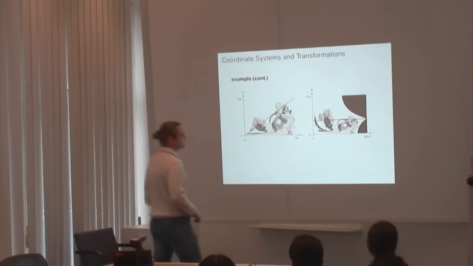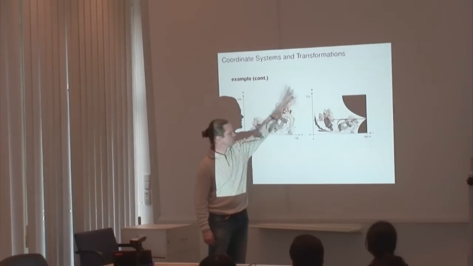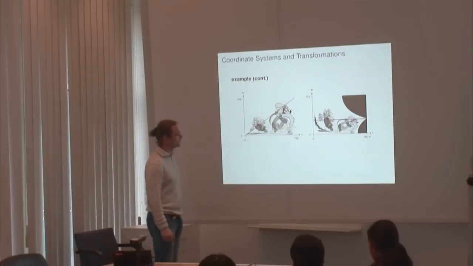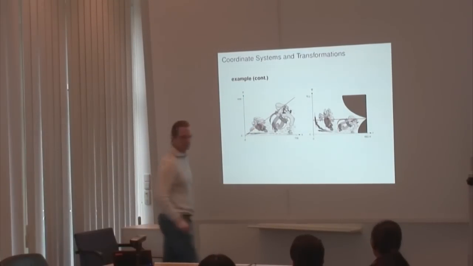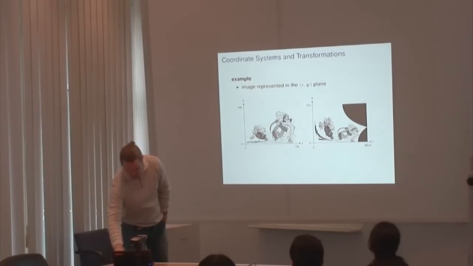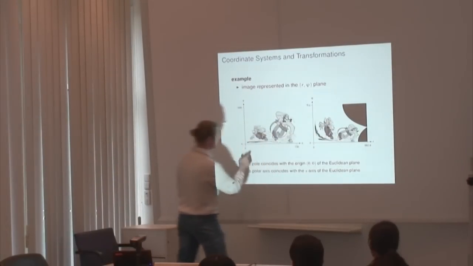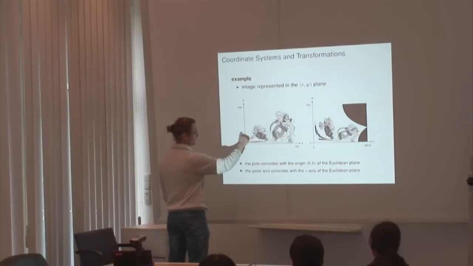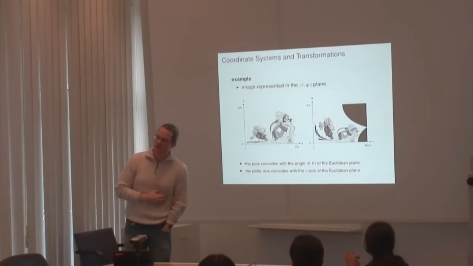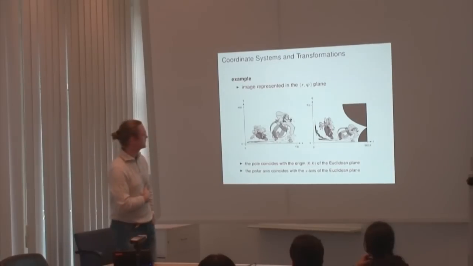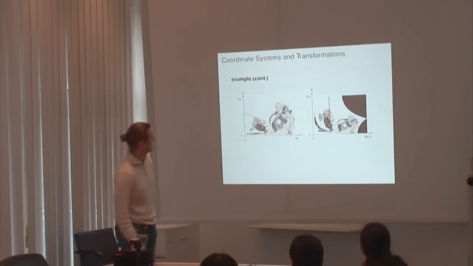Right? This is a system where we have distances along the one axis and angles along the other. So we can ask, what about all the points on this quarter circle here? We've seen that the diagonal here becomes this line. What about the points over here? What they become is another line.